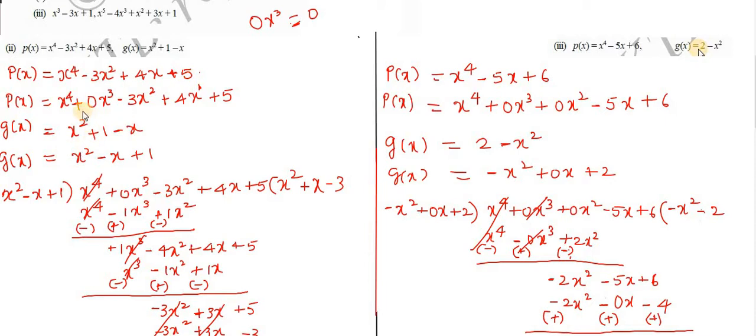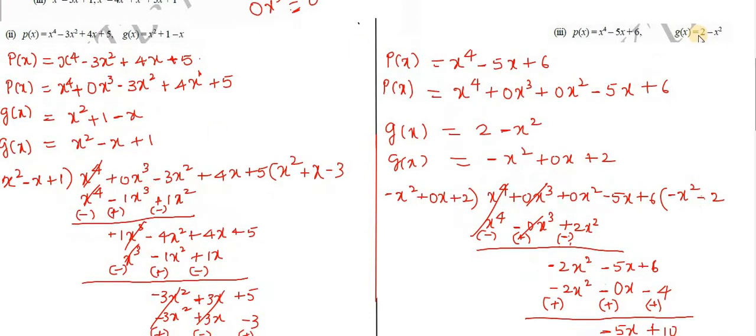So now we have x to the power of 4 plus 0x cube minus 3x square, the x square term is there, then plus 4x plus 5. Now it is in the standard form. Now g of x, what is g of x? They gave x square plus 1 minus x. We should write this in the standard form, that is x square minus x plus 1.